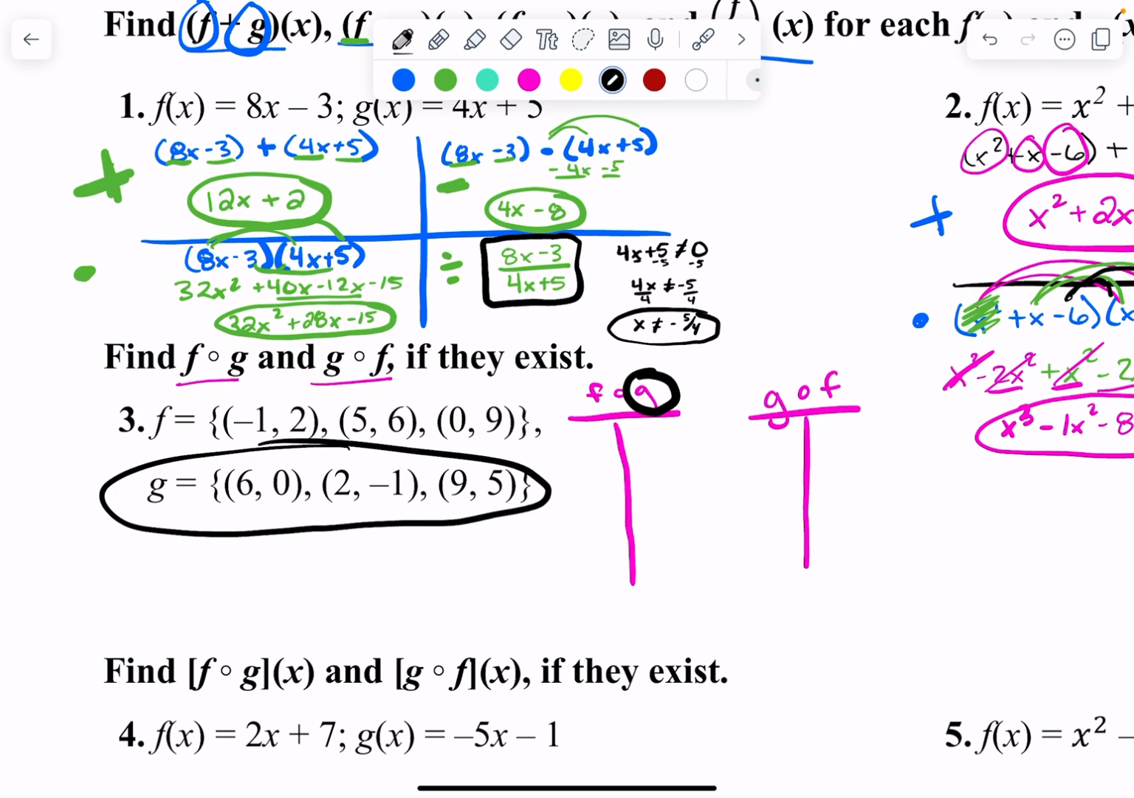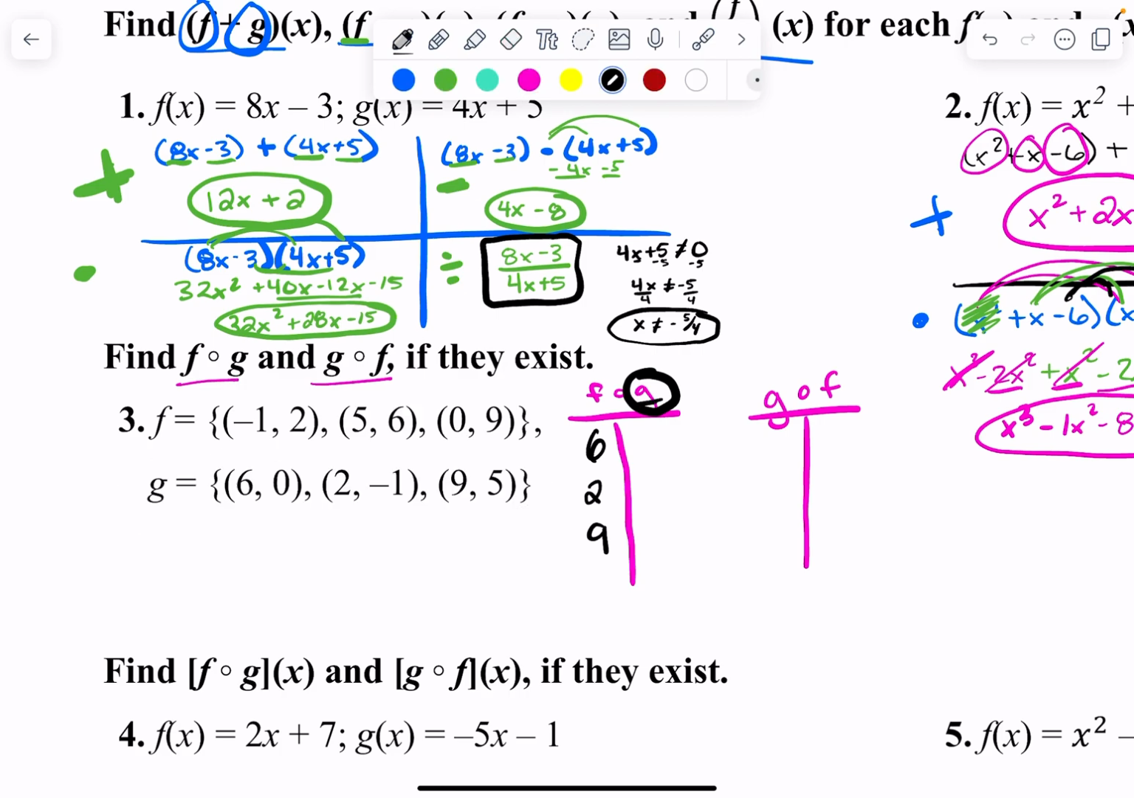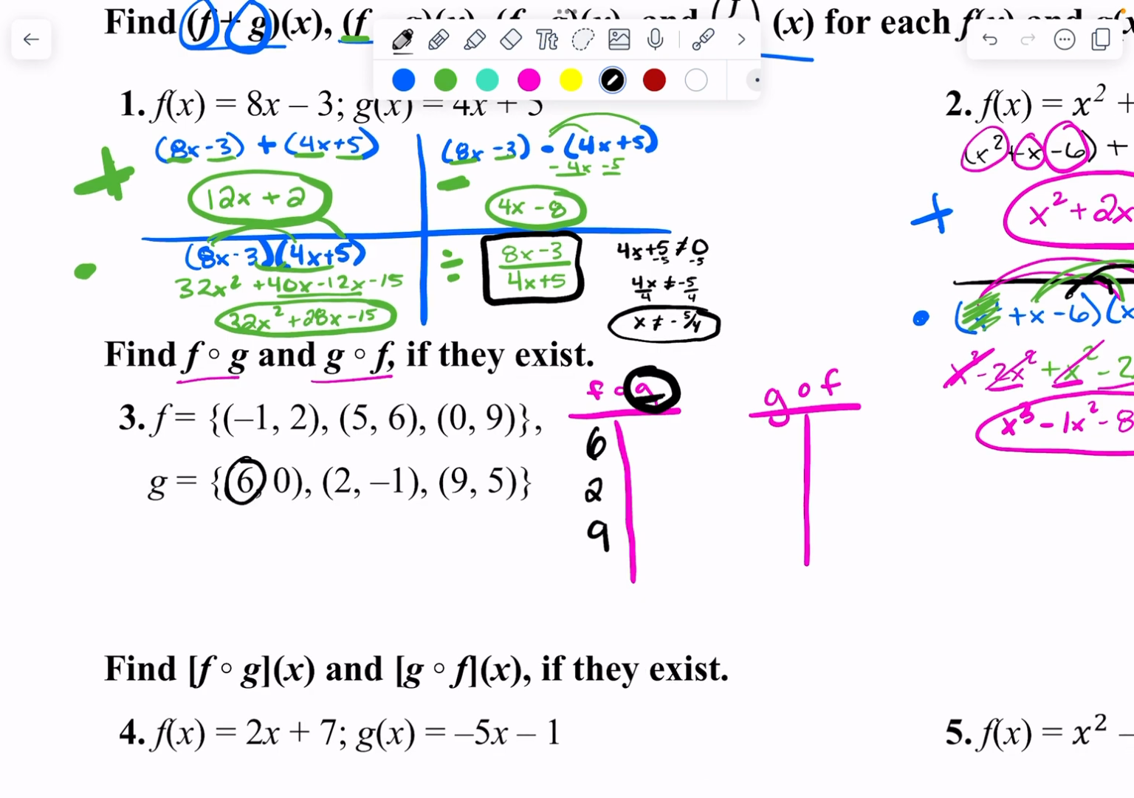So where I start on the G is with the X's, 6, 2, and 9. Okay? All right, again, that was my inside guy right here. G was the inside, so I start with those guys. These are really fast. If I plug 6 into the G table, out pops 0. Now I want to take that number and I want to plug it into the F table. Well, 0 is right here. That becomes 9. 6 became 0 and 0 became 9, so 6 becomes 9.